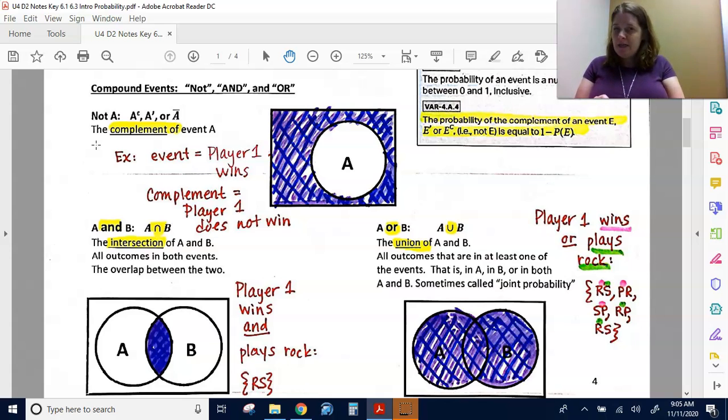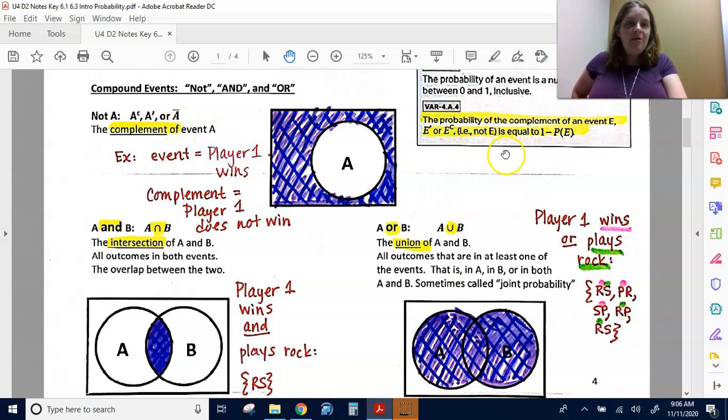There's a difference between not winning and losing, because you could also have ties in this case. So the complement is everything that's not a win. Visually, if all the A's are inside my little Venn diagram here, the not A would be everything on the outside. And again, anytime you see any of these symbols, you're looking for the not, the opposite.